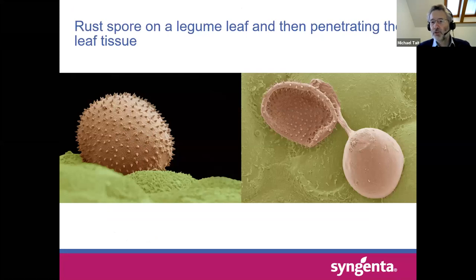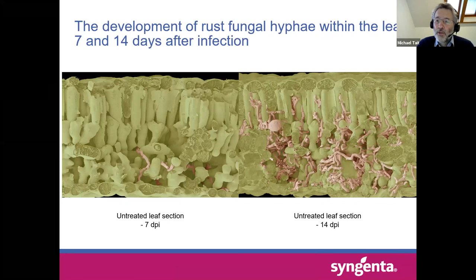I think it's useful to start off with a bit of information about how rust behaves, because as Leah mentioned, it has been the predominant disease in the last few seasons, and also how this affects how our new product based on solatenol and prothioconazole works. So just to start off, on the left side you've got a rust spore, and on the right side you've got a picture of the rust spore actually starting to penetrate the leaf of a bean. And through these sections, you can see how the mycelium develops within the leaf structure.